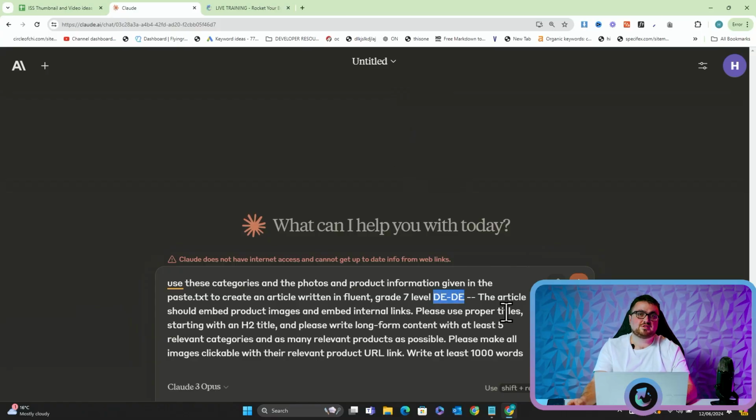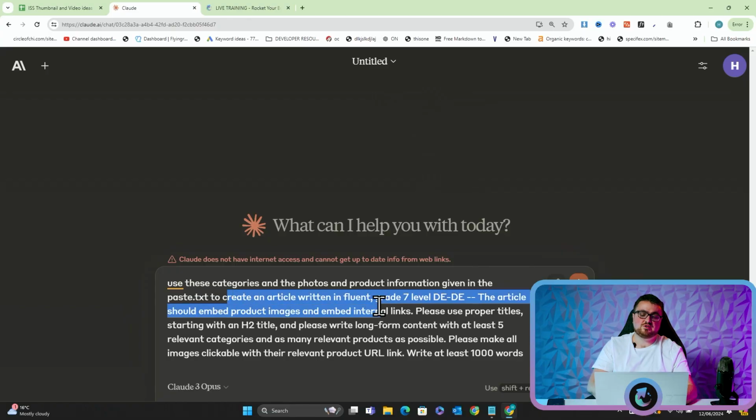Now, you might know what this is. D-E-D-E means German, and it's an href language tag. And it seems, which is super interesting, that Claude picks up much better on languages when you instruct it to do the following two things. First of all, to create an article written in fluent grade 7 level German, or grade 7 level. This is the first part.